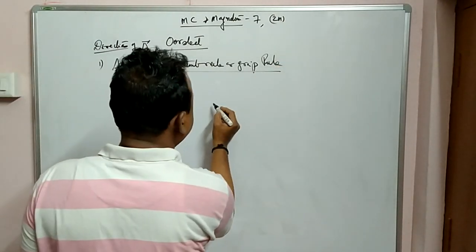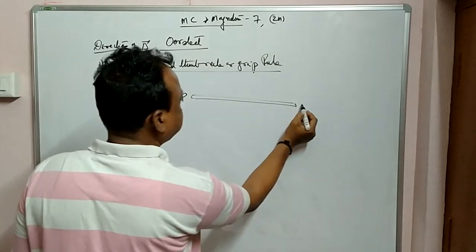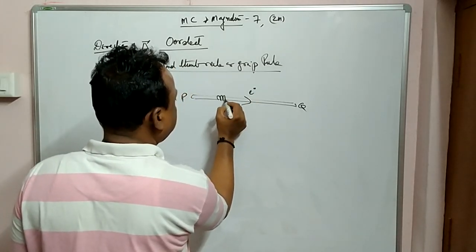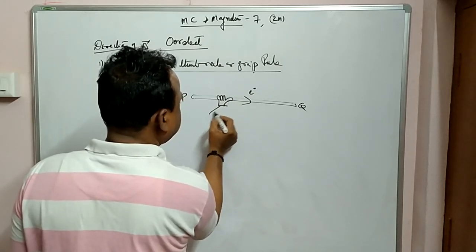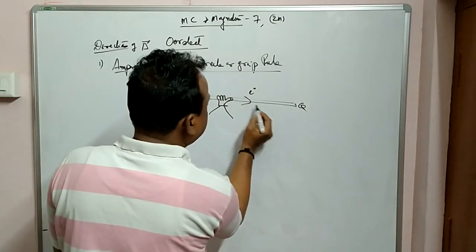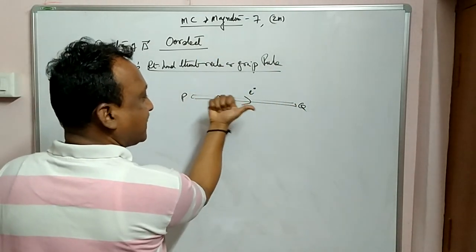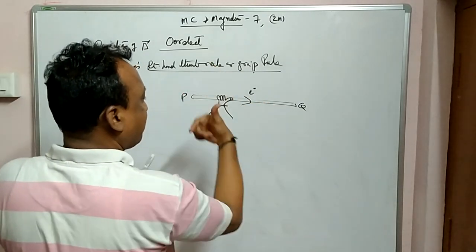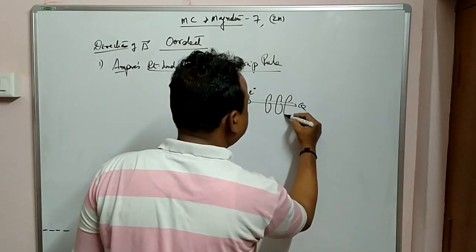What he says is, for example, if a conductor PQ is carrying current I, and you catch hold of it with your right hand, please watch carefully, the right hand grip rule: the thumb indicates the direction of current flowing in the conductor, and the remaining curling fingers indicate the magnetic field around the current carrying conductor. You can see, it will be in this fashion.